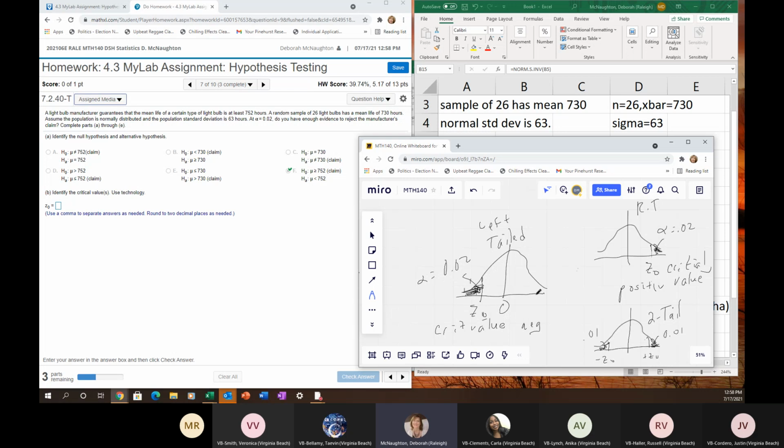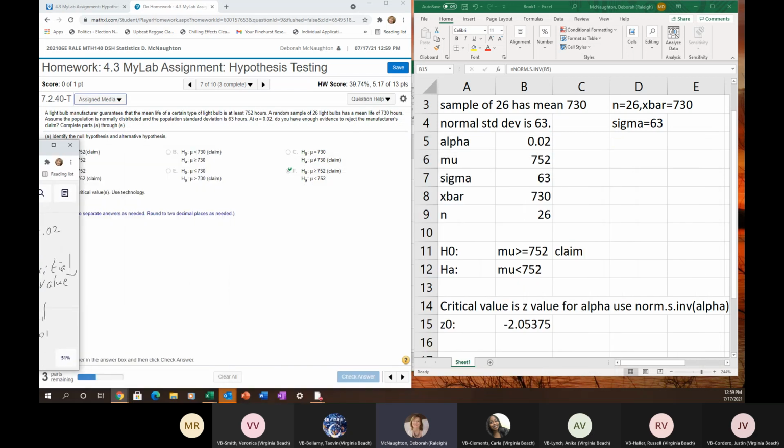And anything over here, the probability that the value is less than any number over here, that probability is going to be greater than 0.02. So they give you the same answer, and that's the relationship between them. All right, so let's go back to this.